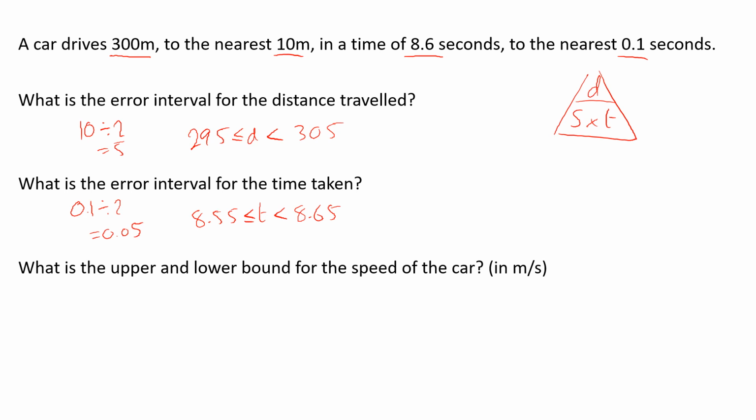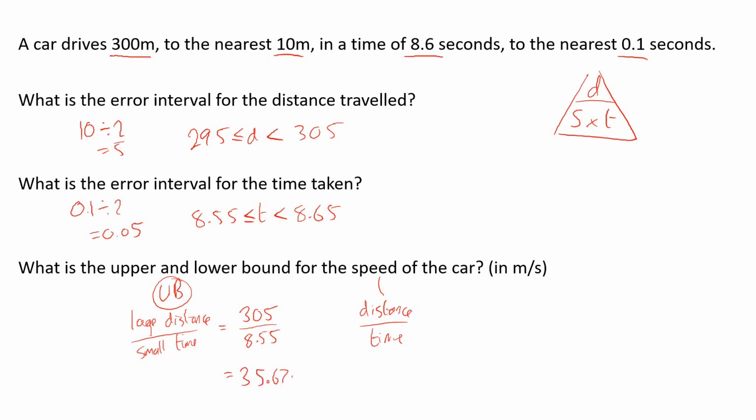Upper and lower bound for the speed of the car. Now, if we want to find the speed of the car, we want to do distance divided by time. And have a think about this. If we wanted to find the upper bound for that, we would need to do a large distance divided by a small time, if we want to get the biggest answer to our question. So we're going to take the upper bound for the distance and the lower bound for the time. Now that would give us 35.67 meters per second.